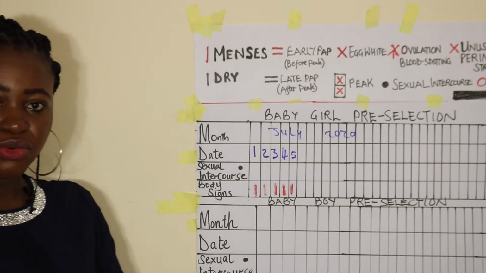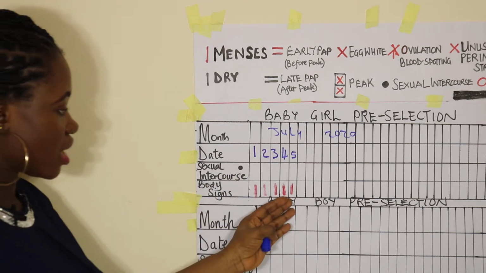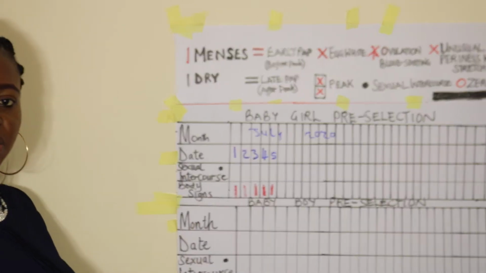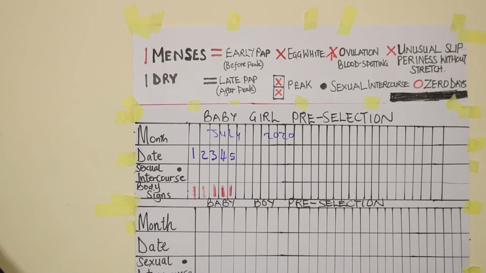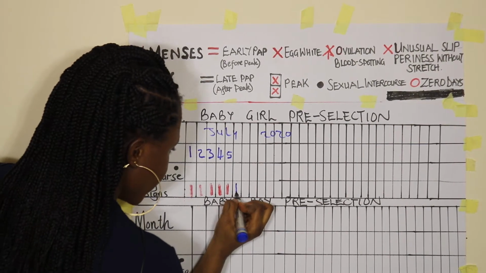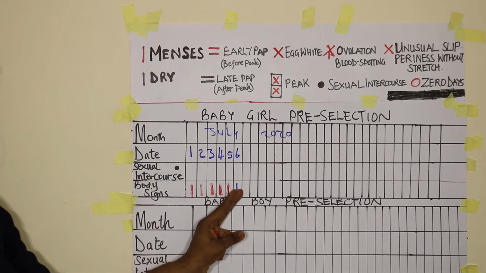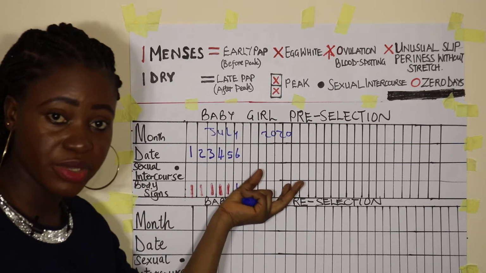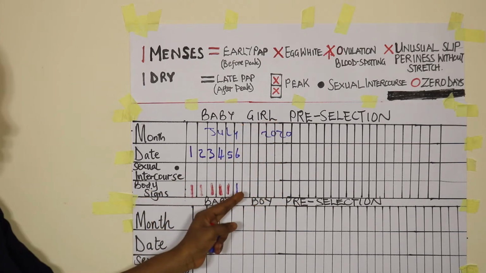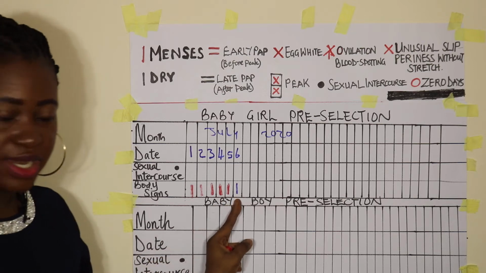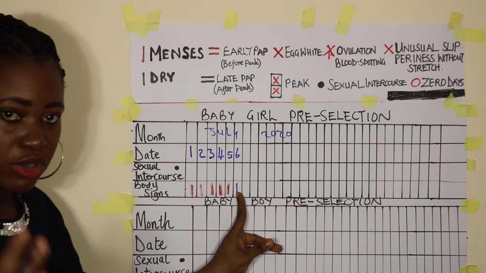So for this lady who wants to select a baby girl, she woke up a day after her period, and let's say there was nothing coming out of her vagina. She was dry, so she was going to mark dry on cycle day 6. A day after her menses, she's trying to select the sex of her baby girl. And then a day after her menses, which is July 6th, her cycle day 6, nothing came out of her vagina. And then she marked the dry sign, either in blue or in black.